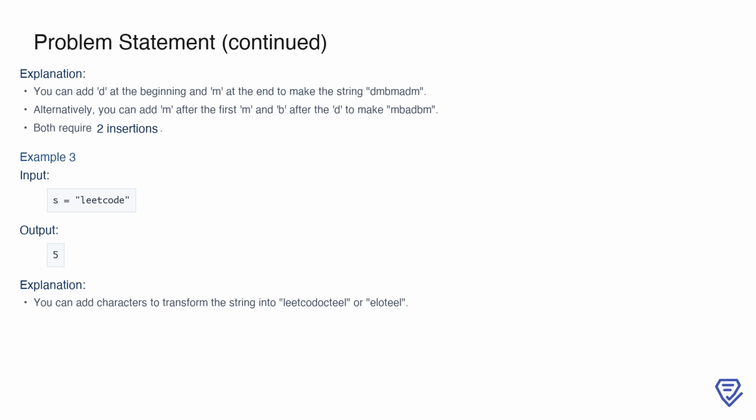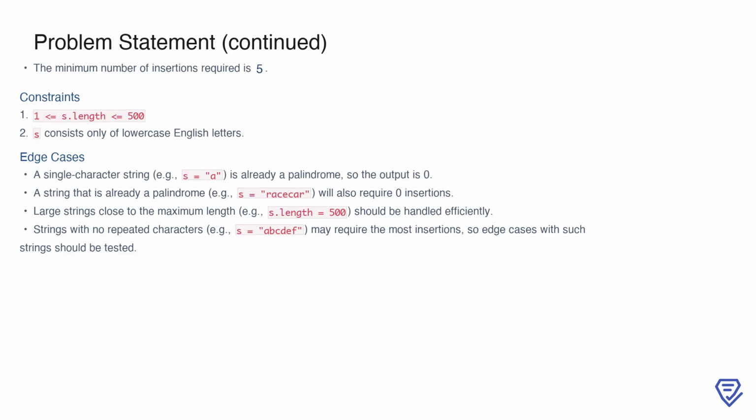Now, let's examine another example. For the input string LeetCode, the output is 5. This means we need at least 5 insertions to make it a palindrome. For instance, we could add characters to transform LeetCode into LeetCodeoctile or Elatile, both of which are palindromes. In the case of LeetCode, regardless of how the insertions are made, the minimum number required is always 5.